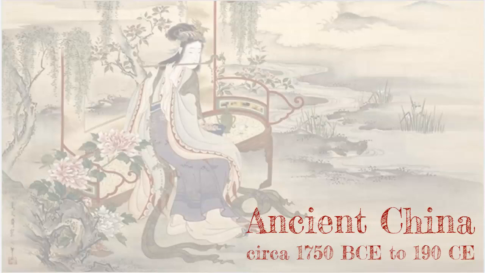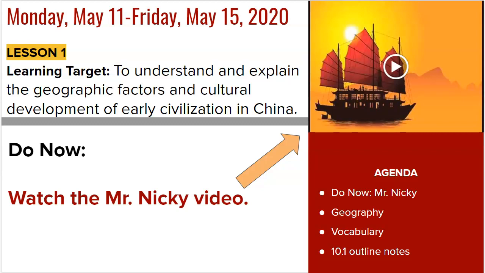Welcome to ancient China, which spanned roughly from 1750 BCE to 190 CE. In Lesson 1, your learning target is to be able to understand and explain the geographic features and cultural development of early civilization in China. I have a Mr. Nicky video for you to enjoy, and then you'll be reviewing geography, vocab, and then doing outline notes while you read 10.1.